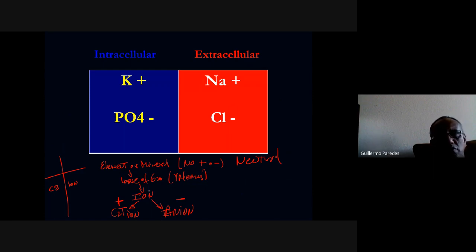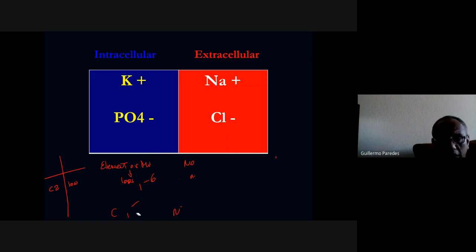Okay, so we have cations and anions that are going to be located inside and outside. This is crucial to understand arrhythmias, heart failure, heart attacks, medications. There is a lot that you will see later on. So hypokalemia, hyperkalemia: if you don't understand this, it's going to be very difficult to get later, okay? All right, so let's do it now.